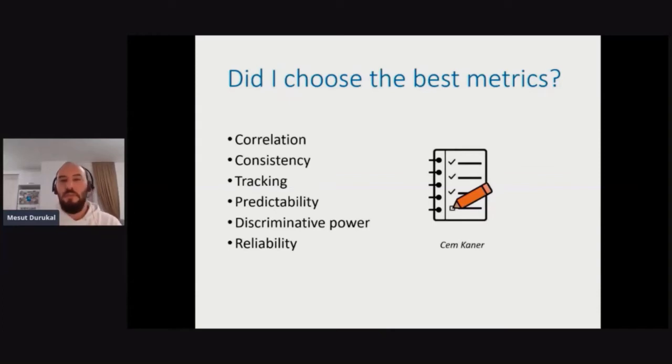If they are behaving independently from each other, then maybe it is not the best choice. Or I can check their consistency, and I can check if they are trackable or not, and predictable or not, and I can check lots of other criteria. So I can make a checklist to see if they are the best metrics or not, and according to my checklist, I can decide on my subsets.